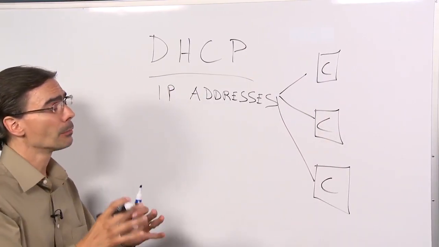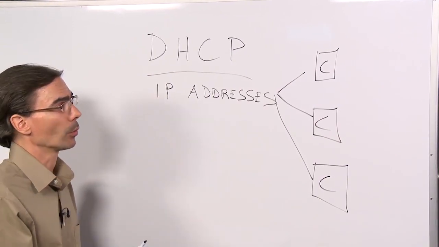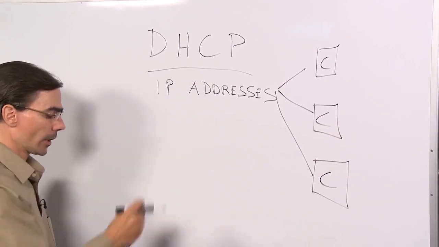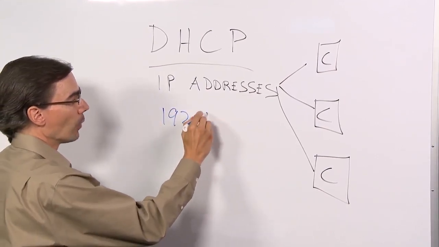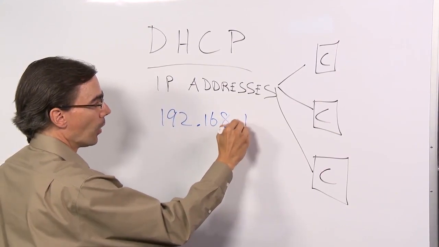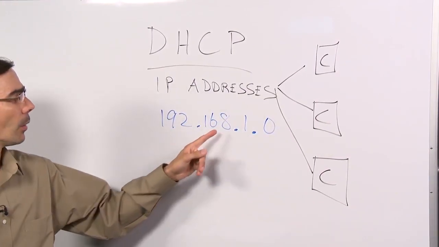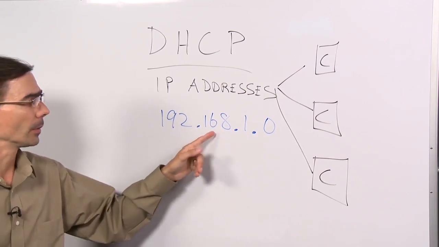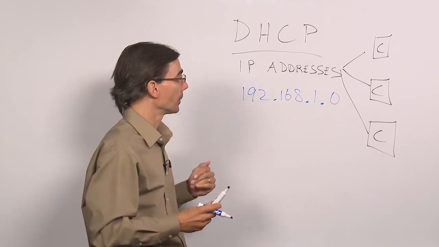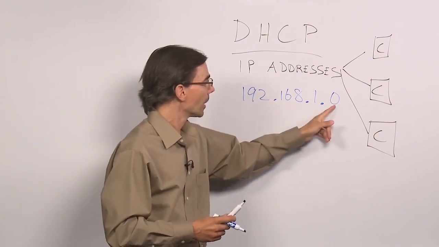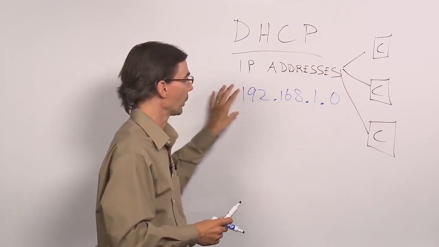A common small office, home office, wireless network or wired network might use the network number 192.168.1.0. And it could be 192.168.2 or 192.168.0. It depends on what device you're using and how you've set up your network. The last number, the 0, denotes that this is a network. It tells you it's a network number.